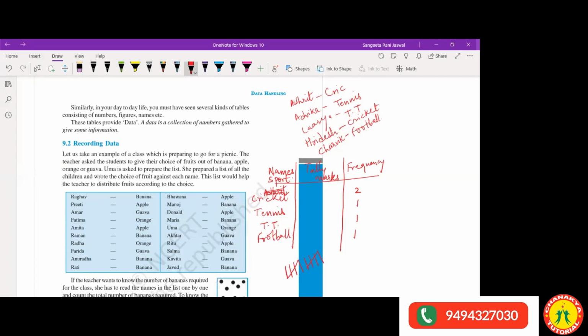Understood, ma'am. So cricket, 2 children like, so I have made 2 lines here. Tennis, 1. Table tennis, 1. Football, 1. Now suppose I just assume that this data was 5, 6, 7, 10. Just assuming it.